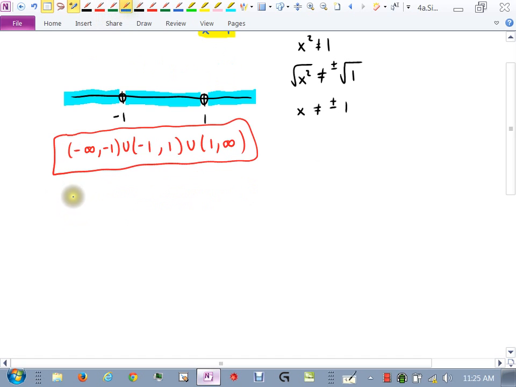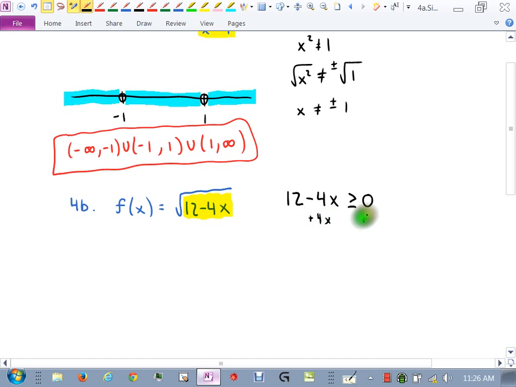For 4b, I want to find the domain of f of x equals square root 12 minus 4x. So here what we need to make sure is that the radicand, the thing underneath the square root, cannot be negative. So we need 12 minus 4x to always be greater than or equal to 0. And so to solve this, all I need to do is add 4x to both sides. 12 must be greater than or equal to 4x, and then divide both sides by 4, and you get 3 must be greater than or equal to x. Or you could say x must be less than or equal to 3.